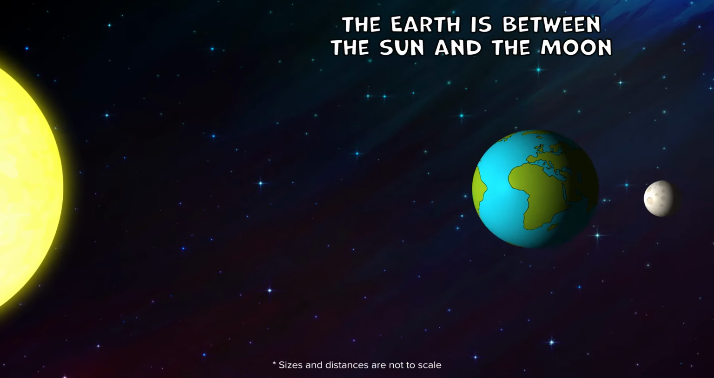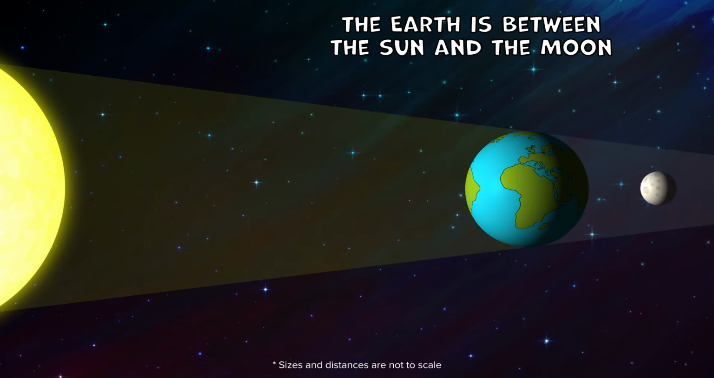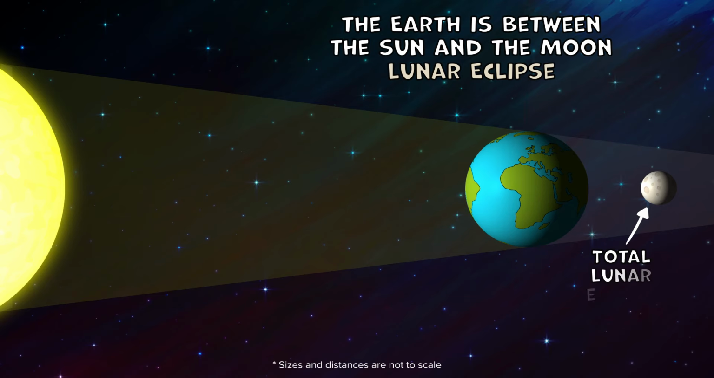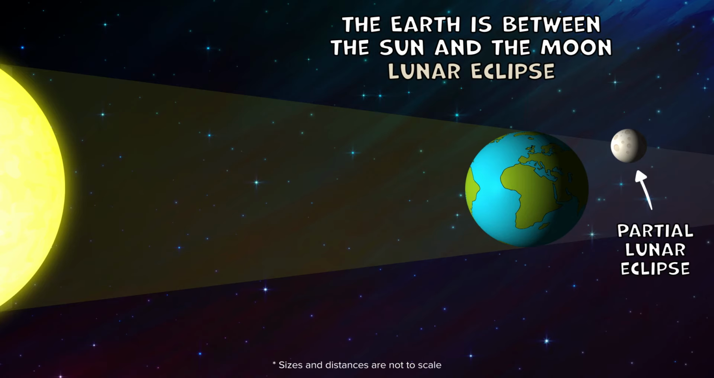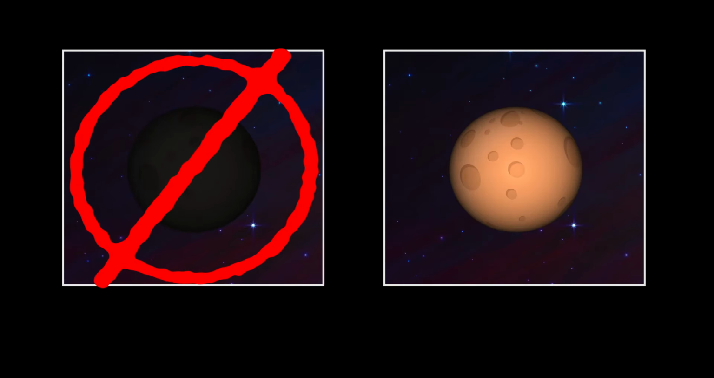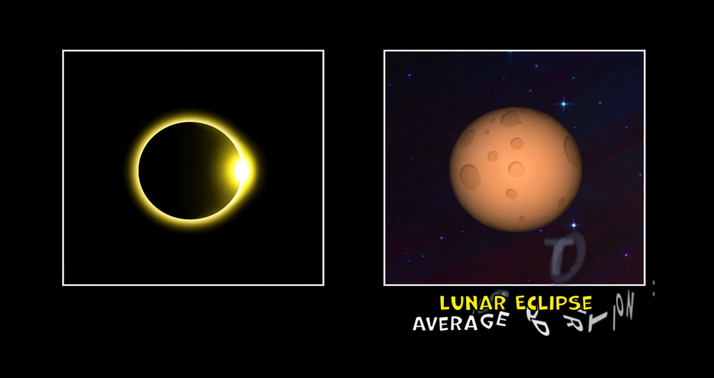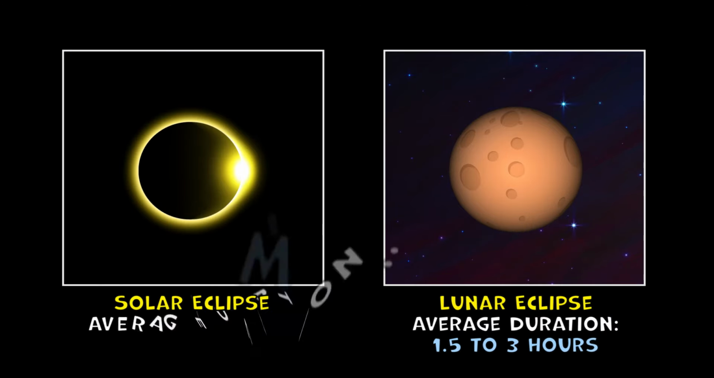Now, in the same way, the moon can also move into the Earth's shadow, and this is called a lunar eclipse. When the Earth blocks the moon completely, it's called a total lunar eclipse, and when the Earth blocks only a part of the moon, it's a partial lunar eclipse. You would think that a lunar eclipse would cause the moon to become invisible, but instead, the Earth's atmosphere scatters sunlight onto the moon and gives it a bright red glow. Lunar eclipses last about 2 hours, much longer than solar eclipses.